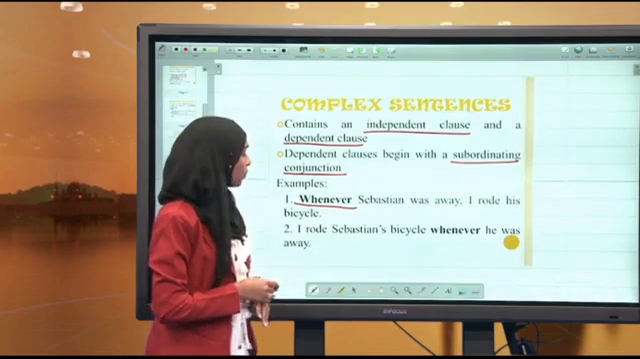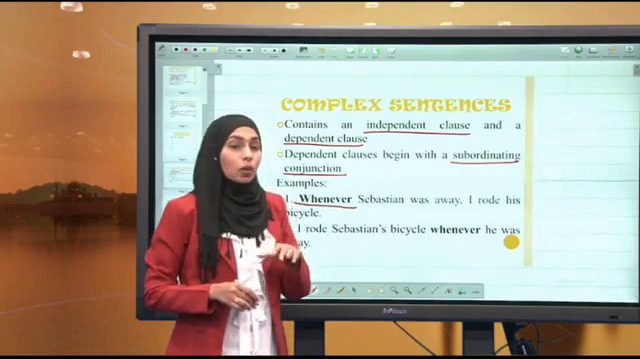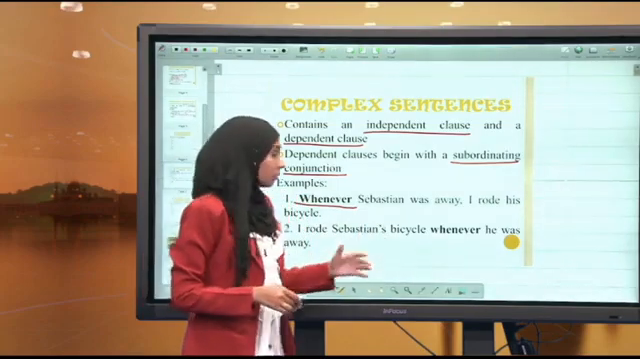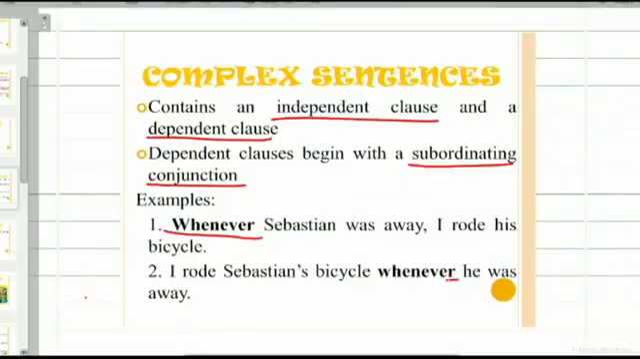And in number 2, we are using the same subordinating conjunction, but now we are going to look and see how it is used within the sentence. I rode Sebastian's bicycle whenever he was away. So your first clause, I rode Sebastian's bicycle. So from I to bicycle, can that clause stand on its own? It certainly can. But whenever, so your sentence is continuing here now using your subordinating conjunction, whenever he was away. That is your dependent clause.